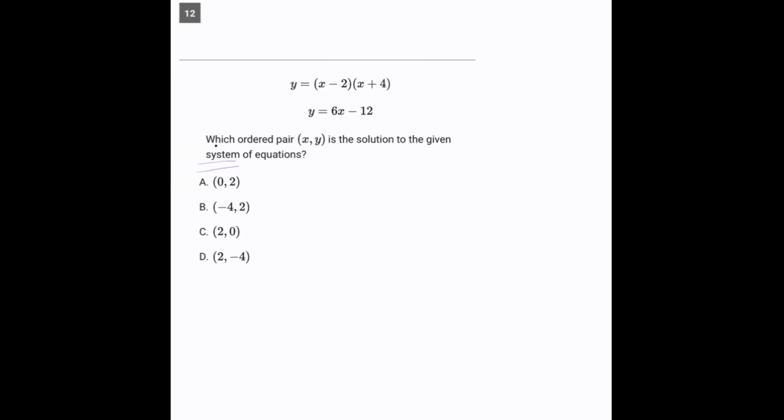And for an intersection, you want to get both equations in the y equals format and set them equal. So that would look something like this. (x - 2)(x + 4) = 6x - 12. Then we can start solving. We can FOIL out. We can do first times first, which is x squared, outer times outer, which is 4x, inner times inner, which is negative 2x, and last times last, which is negative 8.